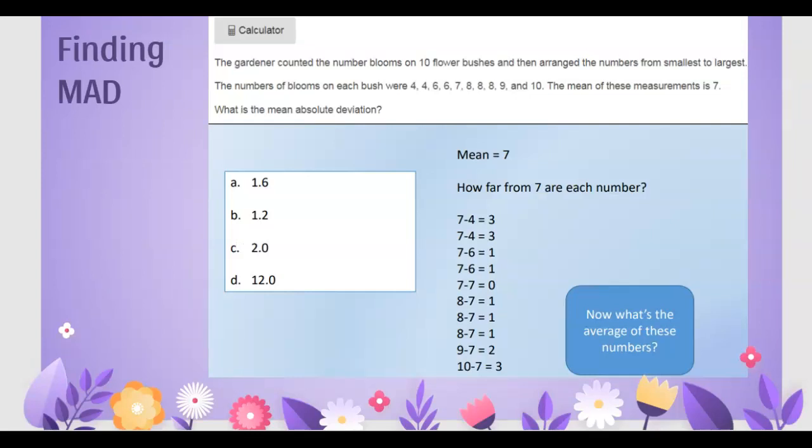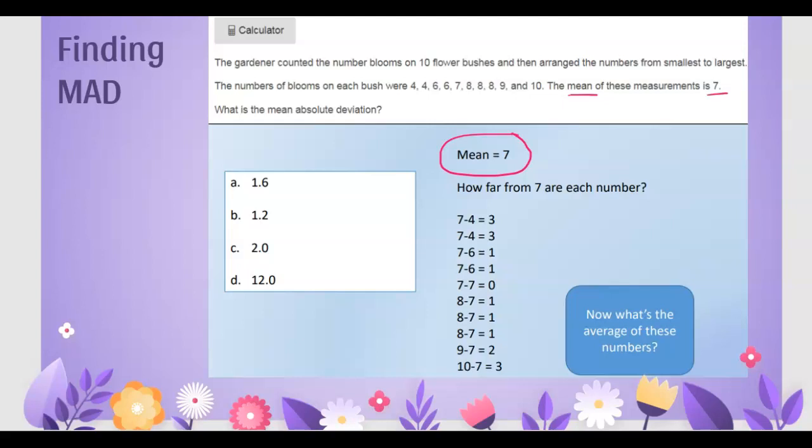The gardener counted the number of blooms on 10 flower bushes and then arranged the numbers from smallest to largest. The blooms of each bush were 4, 4, 6, 6, 7, 8, 8, 8, 9, and 10. The mean of these measurements is 7. Right there. You don't have to figure out what the mean is. It's telling you that the mean is 7.